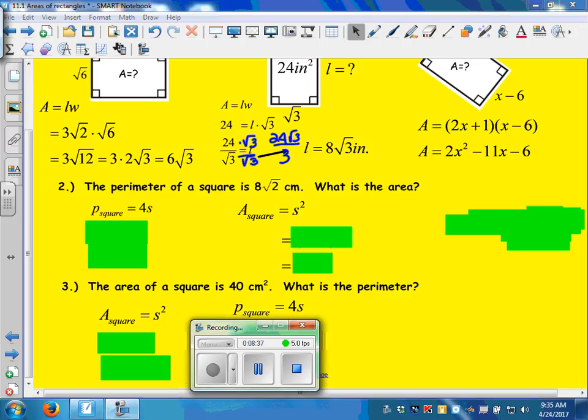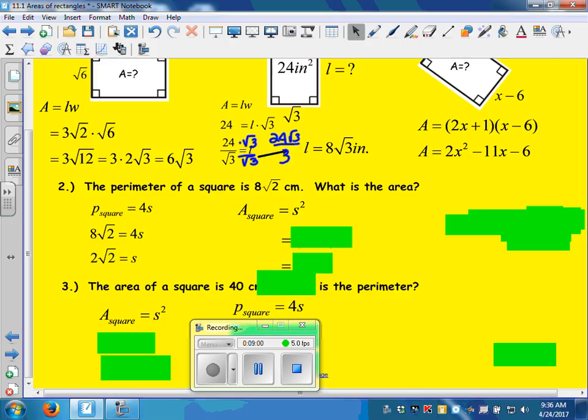Number 2, the perimeter of the square is 8 square root 2. What is the area? To calculate the area, you need to know the lengths of the sides first. I know that the perimeter of the square is 4 times s, so I'm going to set that equal to the 8 square root of 2, so I can figure out what one side is. I'm going to divide both sides by 4. I'm going to get that the one side is 2 square root 2. I'm going to take that answer and substitute it in for s in the area calculation.